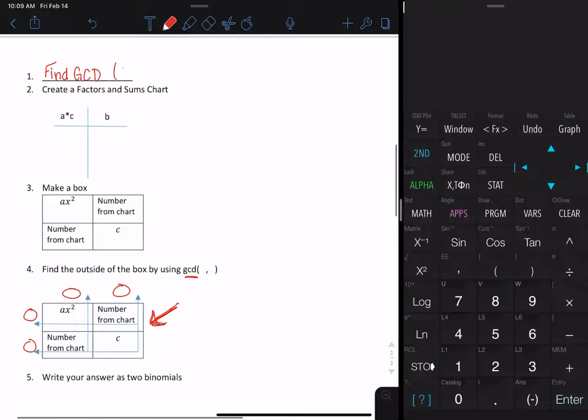It could be a number or a variable or none. So the trinomials you see from now on might have a number in common, there might be a variable that all three terms have in common, or they might not have anything in common like yesterday. But we're just adding that step, everything else is still the same.